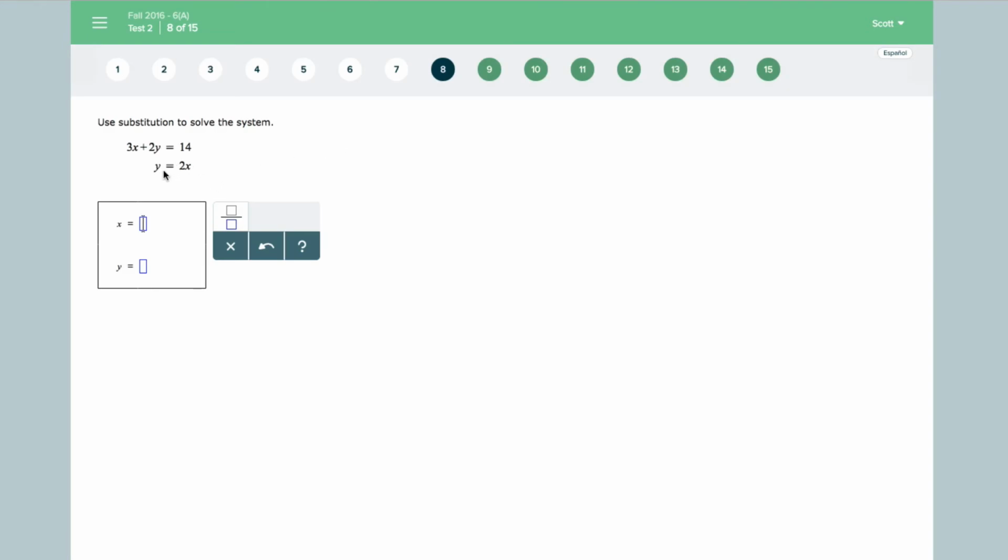Number 8, same thing. You're plugging in for y. So you will take the y value and plug it in and solve. Make sure to use parentheses. Number 9.